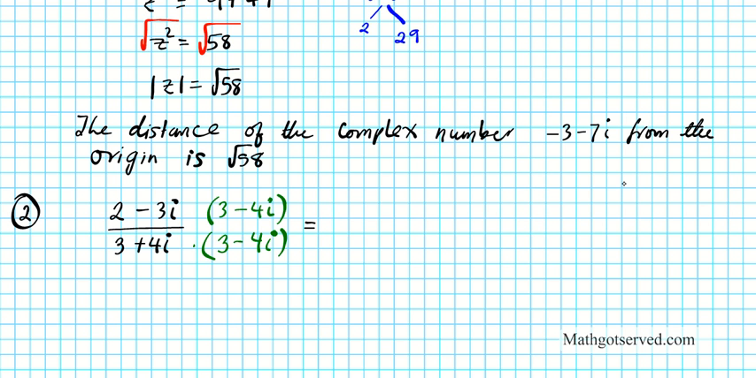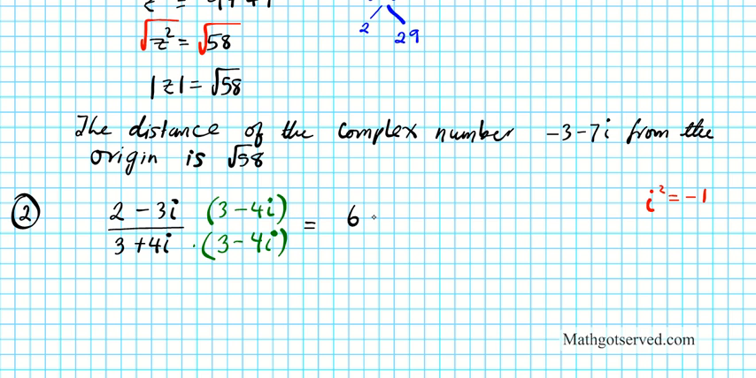Remember, when you're multiplying complex numbers, your i can have a power that's bigger than 1. i squared is negative 1, and it goes on and on like that. Keep that in mind. So now let's do this. For the top, I'm going to distribute. 2 times 3 is 6.